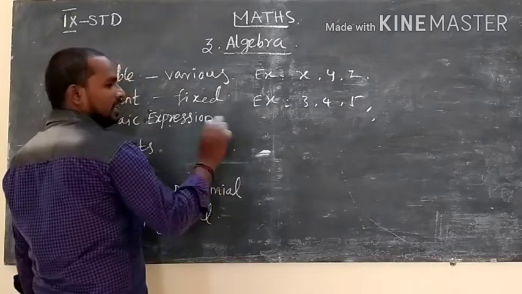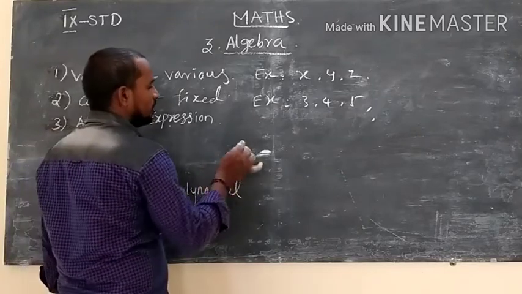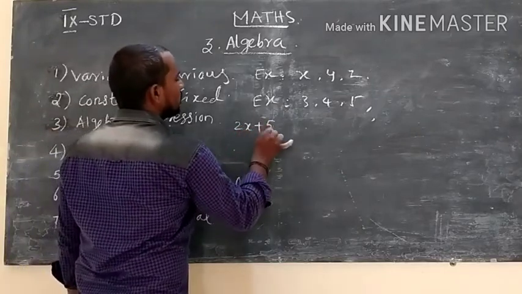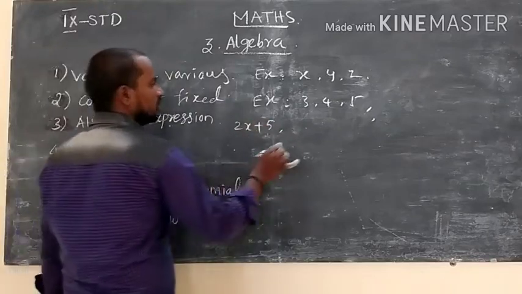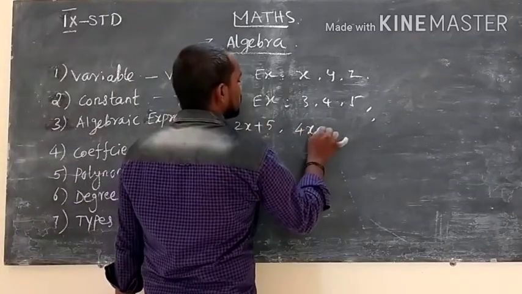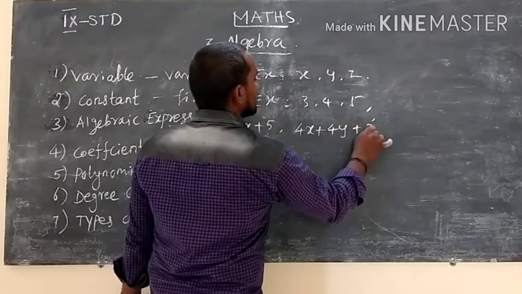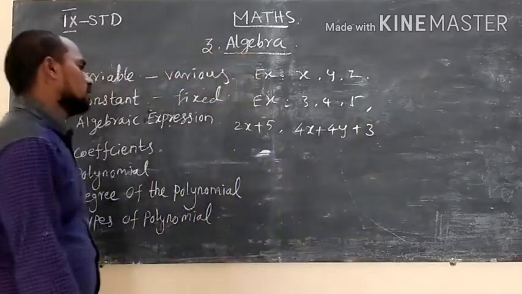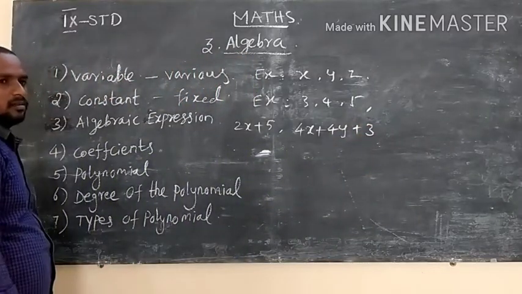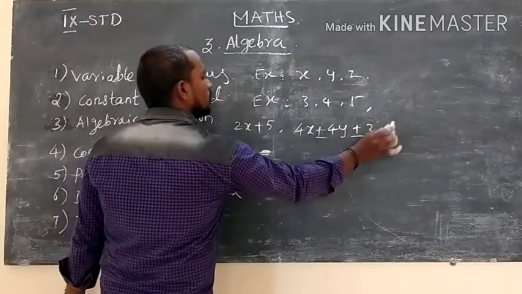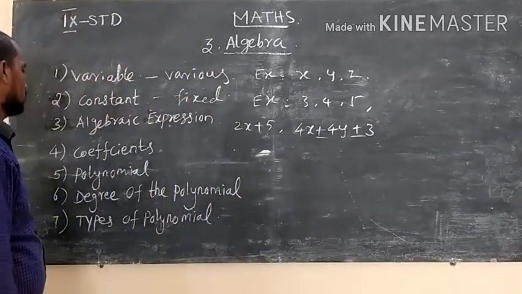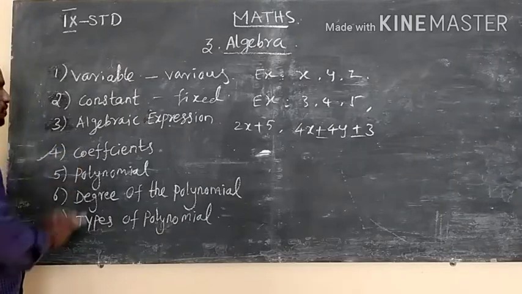This is a linear combination of constants and variables. So 2x plus 5 is one algebraic expression. Or 4x plus 4y plus 3 is another algebraic expression. It is the addition of operations. Then the coefficient.